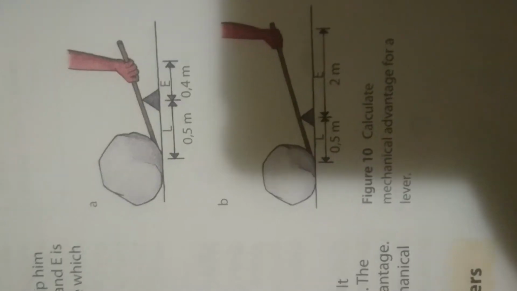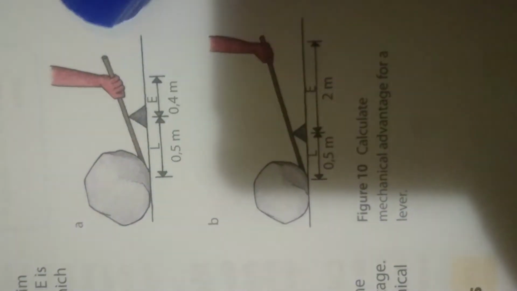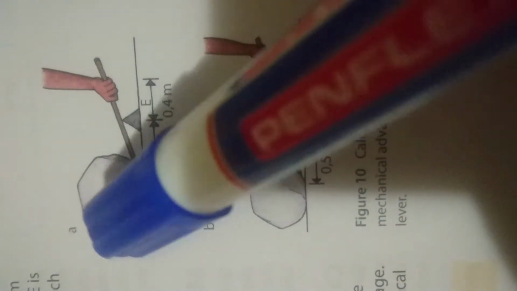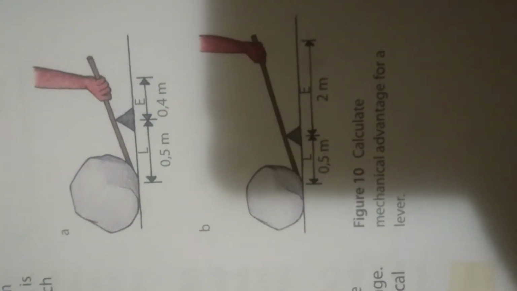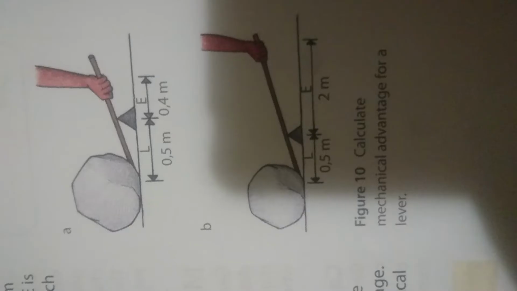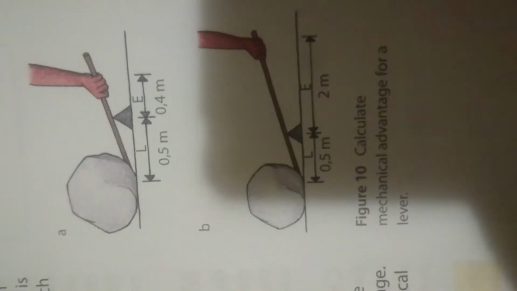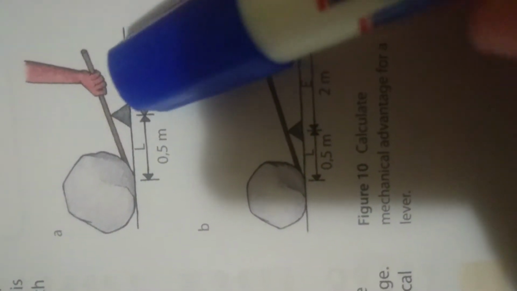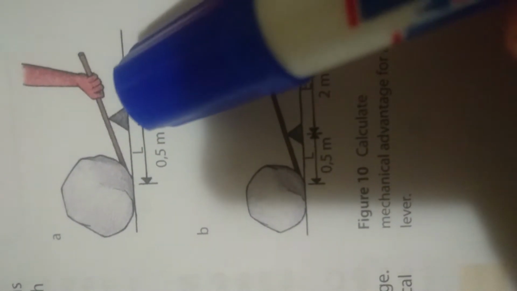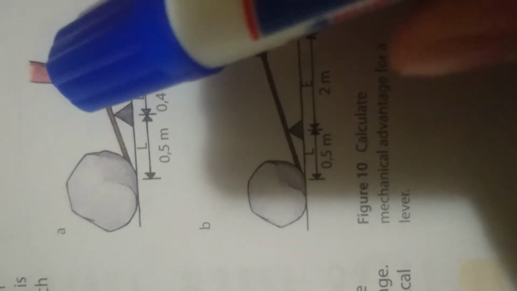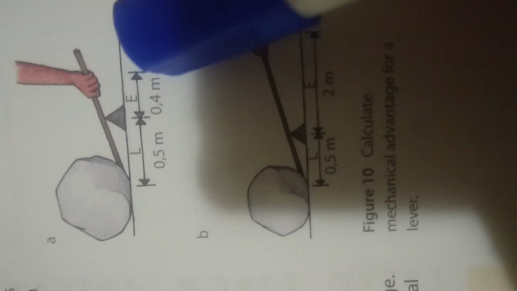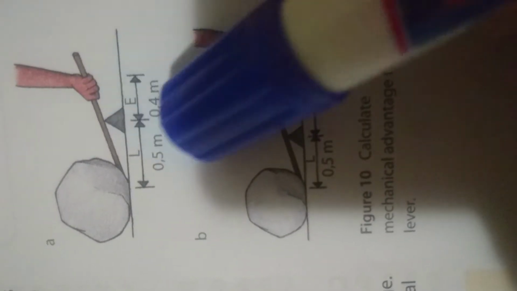Here is a person trying to lift up a rock with a short stick. Can you identify the effort, load, and fulcrum? Here's the effort, here's the fulcrum in the middle, and here is the load. Now, here is the effort arm, the distance between the fulcrum and the point where the effort is being applied. The distance of the effort arm is 0.4 meters.